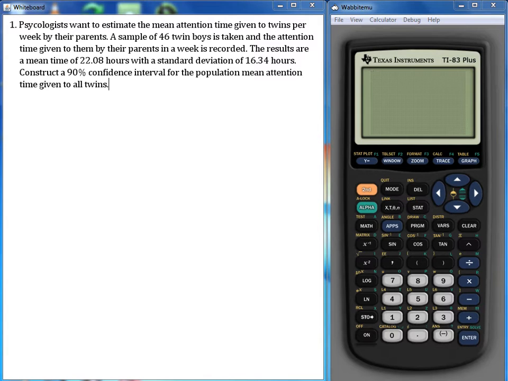Psychologists want to estimate the mean attention time given to twins per week by their parents. A sample of 46 twin boys is taken, and the attention time given to them by their parents in a week is recorded. The results are a mean time of 22.08 hours with a standard deviation of 16.34 hours. Construct a 90% confidence interval for the population mean attention time given to all twins.